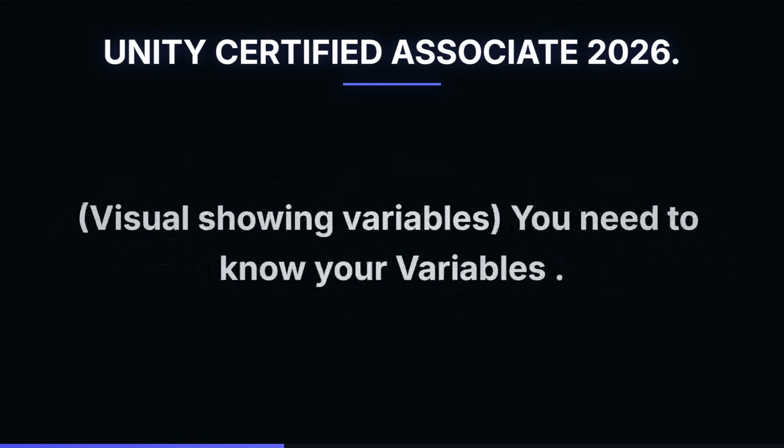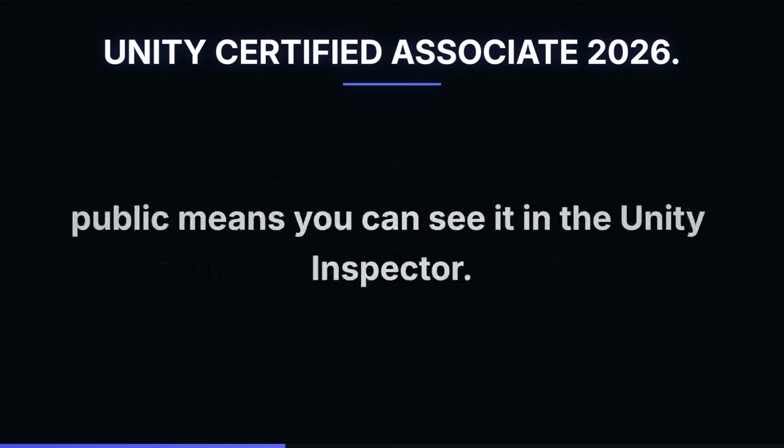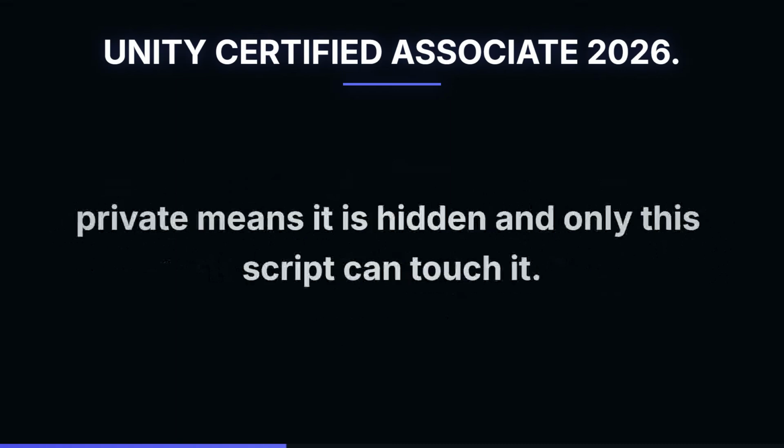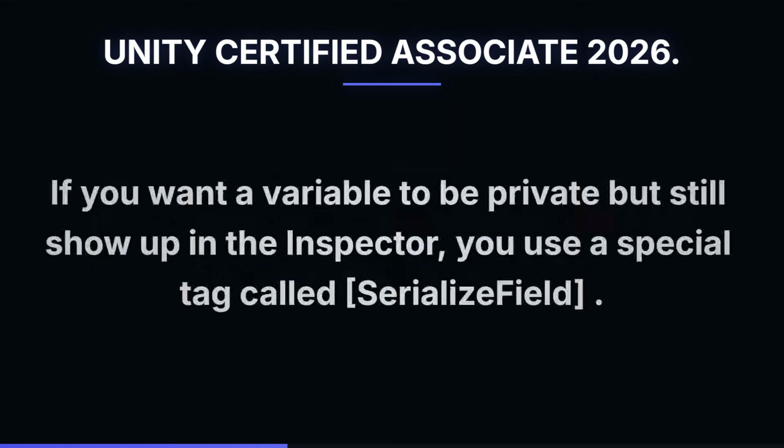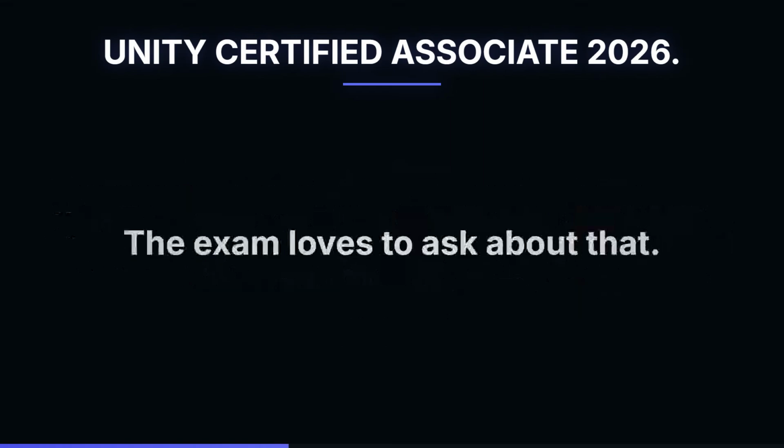You need to know your variables. Public means you can see it in the Unity inspector. Private means it is hidden and only this script can touch it. If you want a variable to be private, but still show up in the inspector, you use a special tag called SerializeField. The exam loves to ask about that.